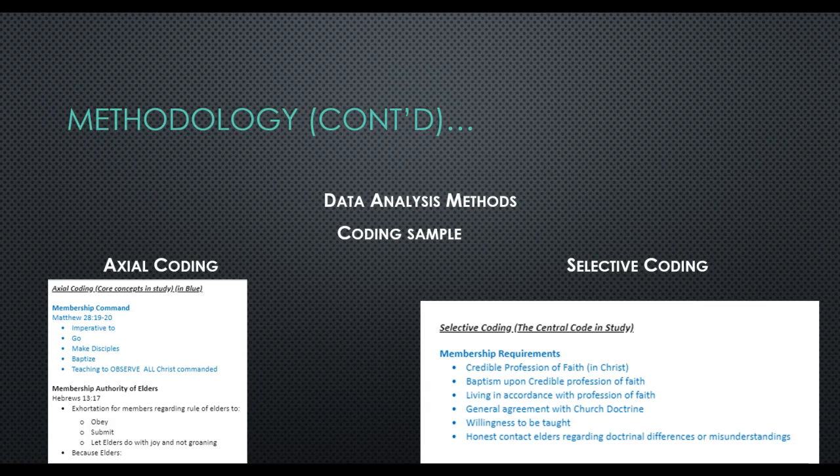Emmaus Reformed Baptist Church, which was the sample population for the study, require that a prospective member make a credible profession of faith, that they've been baptized upon that credible profession of faith, that they're living in accordance with their profession of faith, and that they're in general agreement with church doctrine, have a willingness to be taught, and honestly contact elders regarding any doctrinal differences or misunderstandings. Okay.